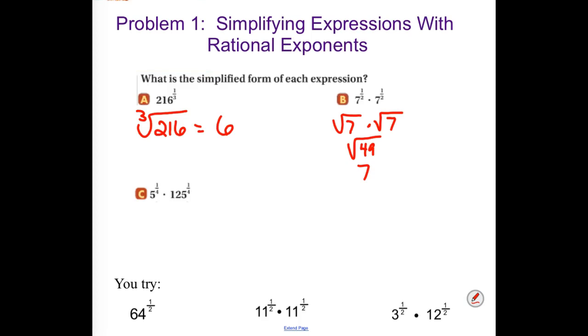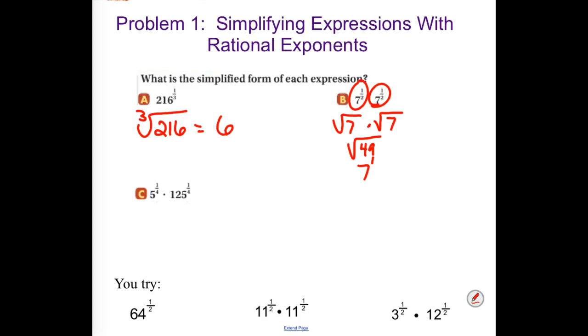Add them. I could have just looked at this and said, I have a base to a power. I have the same exact base to a power. I can add the powers. What's 1/2 plus 1/2? 1. And what I got here was 7 to the first power. Does that make sense? So either way of looking at it is fine.